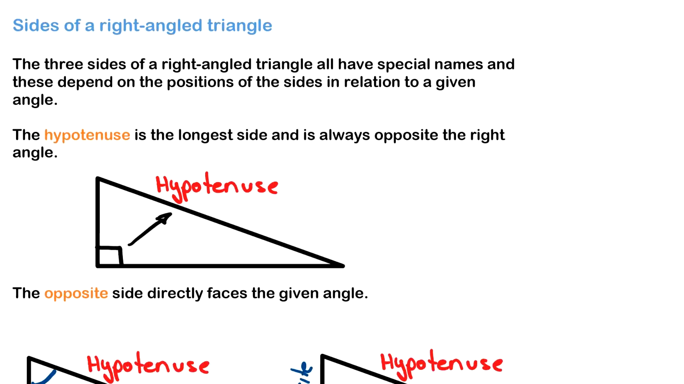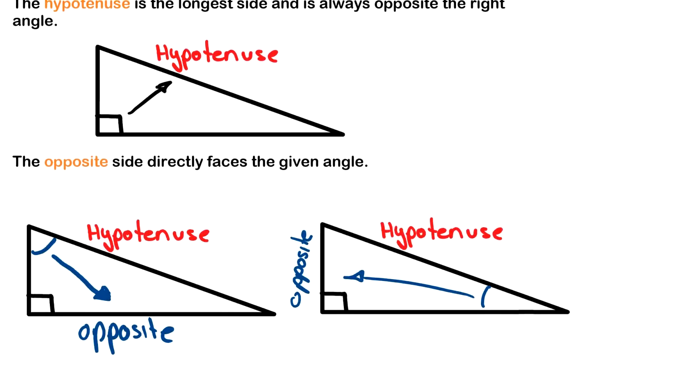Now, the opposite side directly faces the given angle. So in the two triangles there, we have opposite given angles. In the left triangle, the given angle is this one up here. Its opposite side is when you draw a straight line to that side. So in this triangle, that is my opposite side.